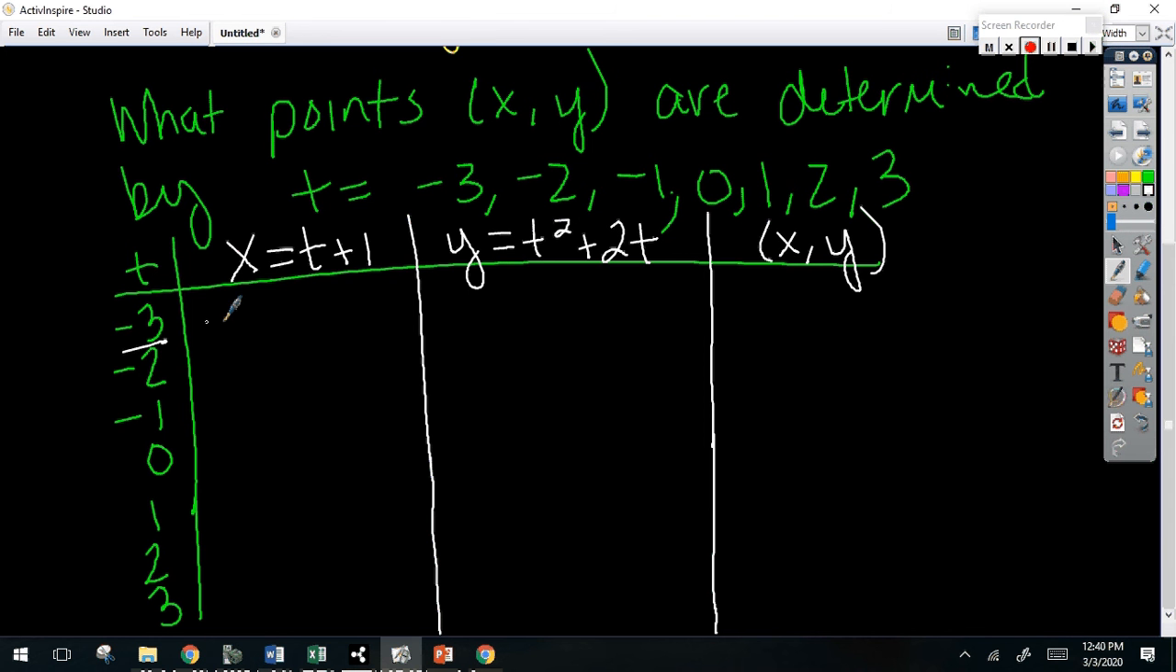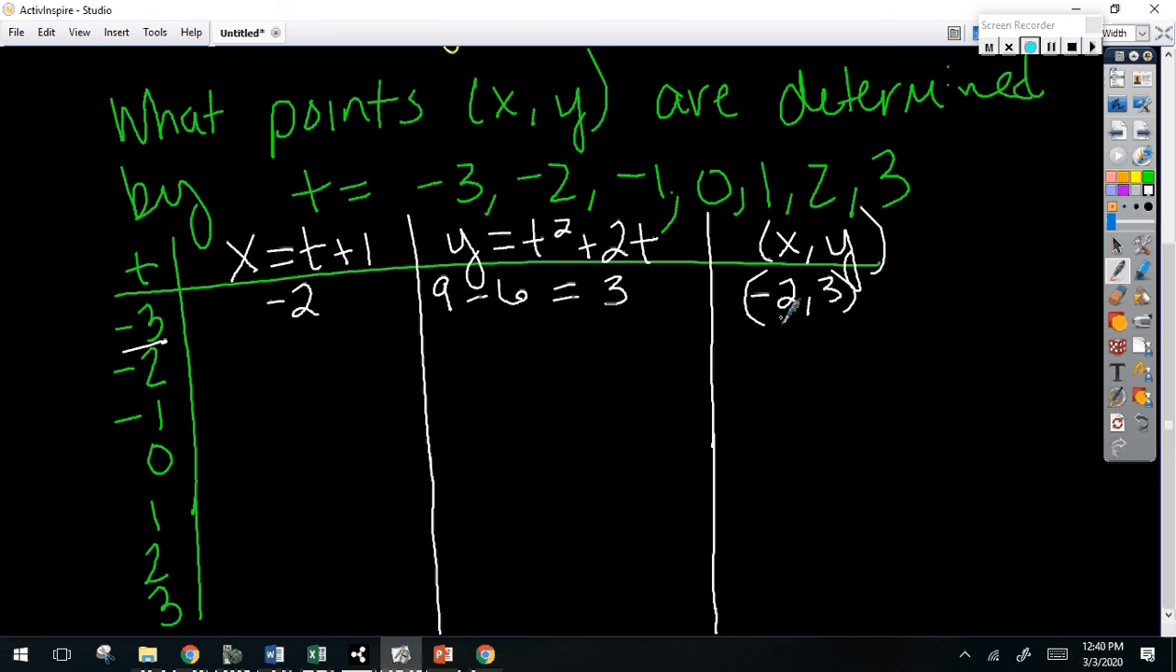When t is -3, what's the value of x? All you did was plug it in for the t. What's the value of y? -3 squared would be 9. And then -6, which would give you what? 3. What are the coordinates when t is -3? -3, 3.